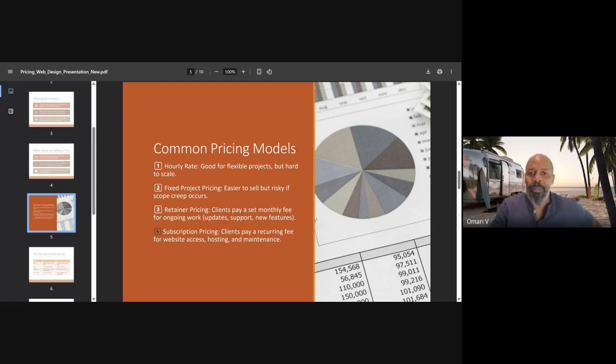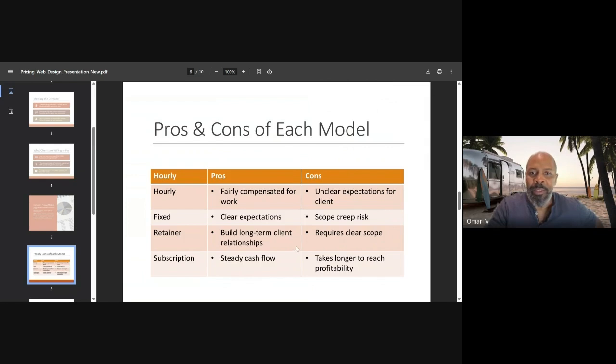That's basically where you get paid a monthly fee for ongoing work, updates, support, and new features. And then you also have your subscription pricing, where clients will pay a recurring fee for website access, hosting, and maintenance. And this is basically a little pros and cons for each one.